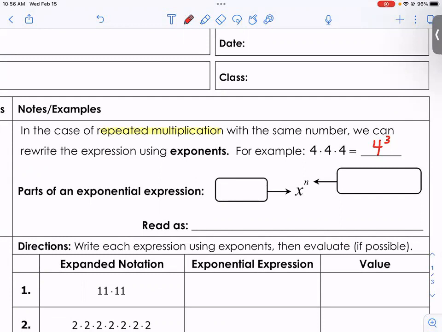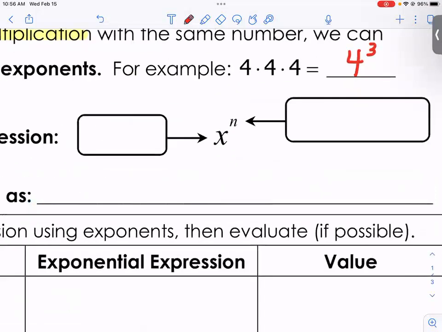Okay. But I want to focus on the notation. 4 cubed means we're taking 4 times itself 3 times. Whatever this exponent is, that's how many times we're multiplying that number to itself. Now, whatever number this guy is, we call this the base. So up here, 4 was the base. And what do we call this guy? The exponent. So base is the number that we're multiplying over and over.